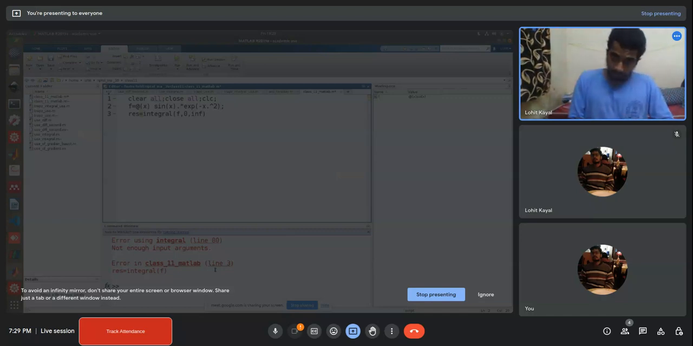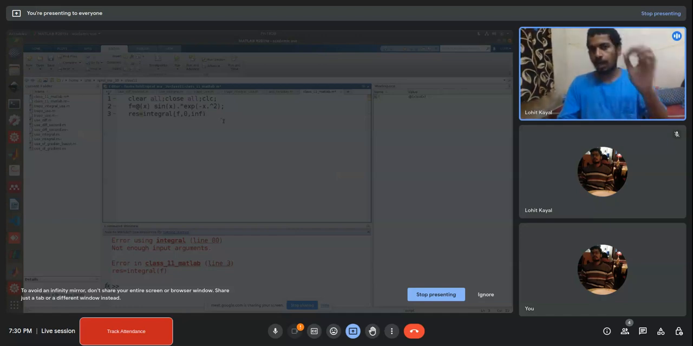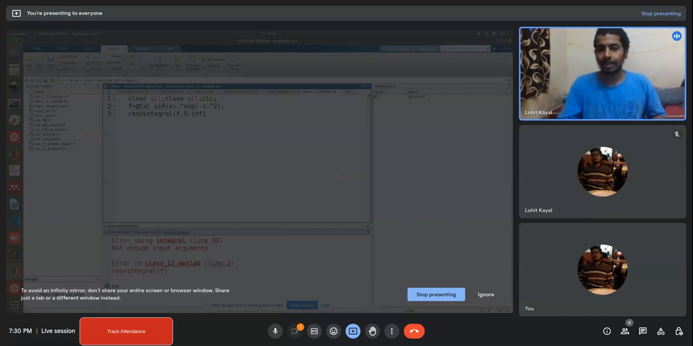So it does the numerical integration for a function. Now, suppose I do not have a function. I have some data points. So how can I generate data points for this function? That is very easy.